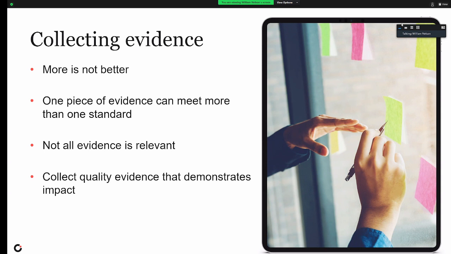Not all evidence is relevant. At times we'll see things like, okay, here are the sign-in sheets from my professional learning for the year. Okay, I've got 16 sign-in sheets. These are all names on a sign-in sheet that people attended. It doesn't really tell me anything except that it was attended. Summarizing or analyzing those sign-in sheets and saying, like, 90% of our staff attended PD throughout the year in one sentence, that would be a bit more quality evidence. What kind of evidence demonstrates impact? Is this evidence making a difference in our institution?